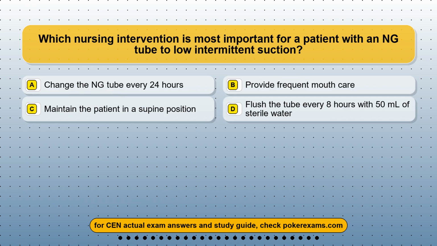Question 5. Which nursing intervention is most important for a patient with an NG tube to low intermittent suction? Option A. Change the NG tube every 24 hours. Option B. Provide frequent mouth care. Option C. Maintain the patient in a supine position. Option D. Flush the tube every 8 hours with 50 ml of sterile water.